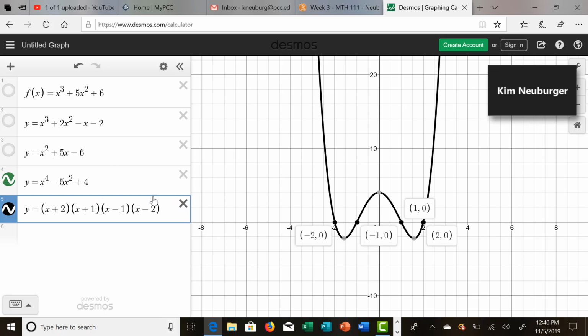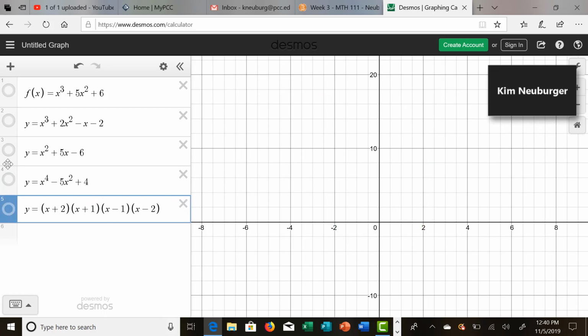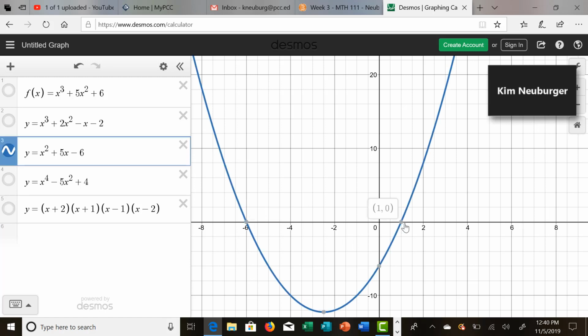Let's take a look at, I'm going to turn these off. Let's go back to this one. This one in blue is a degree 2. Notice it crosses twice. And notice 1 less than 2 is 1. And we have one valley in this whole graph. That follows the same thing that happened with the 4. Now, I have an x-intercept at (1, 0). I also have one at (-6, 0).